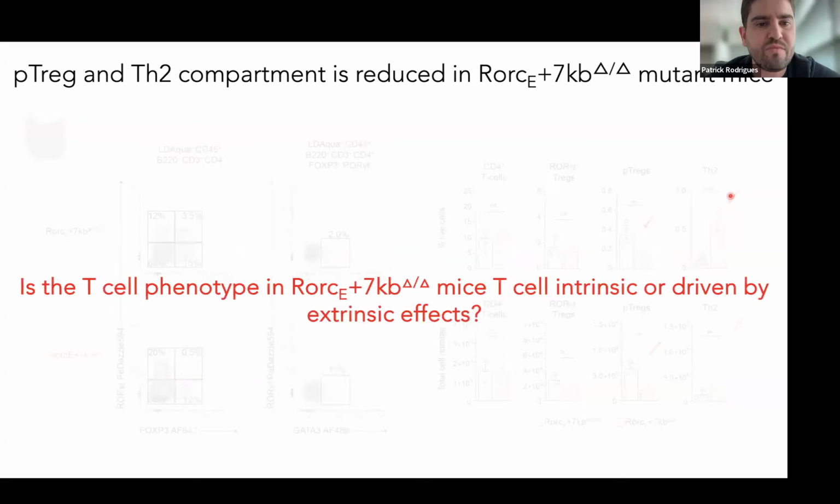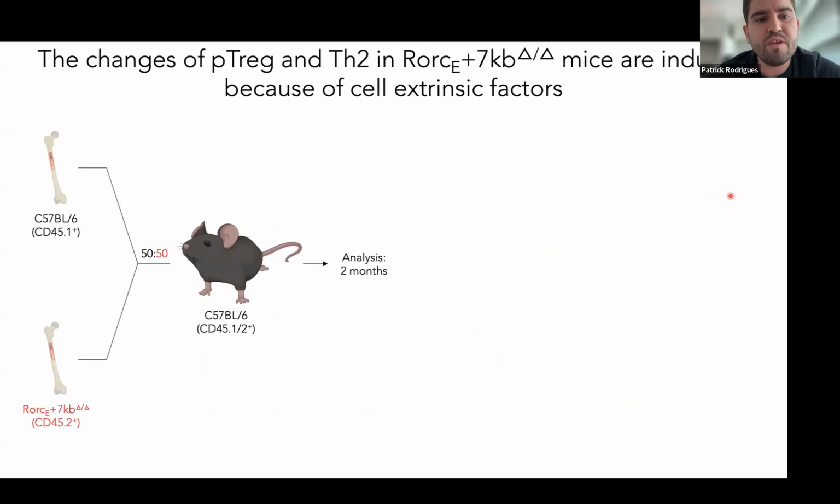So obviously, after seeing that the Rorγt enhancer knockout also has an effect on the Rorγt PTRACs, we were wondering whether this T cell phenotype is T cell intrinsic or driven by an extrinsic effect. To assess this question, what we did was a bone marrow chimera. So we took wild-type bone marrow cells, depicted here in black, as well as the enhancer knockout bone marrow cells, which are depicted as the red population, and we co-injected that into a congenic recipient mouse line, let the bone marrows develop into the immune cell compartment and analyzed after 2 months.